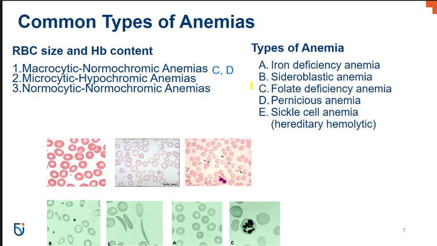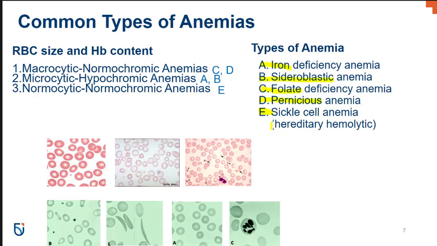Macrocytic normochromic anemia examples include folate deficiency anemia and pernicious anemia. We will talk about these a little bit later. Microcytic hypochromic anemias include iron deficiency anemia and sideroblastic anemia. And normocytic normochromic anemias include sickle cell anemia. So what we will do is talk about iron deficiency anemia, folate deficiency anemia, pernicious anemia, and sickle cell anemia in today's lecture.